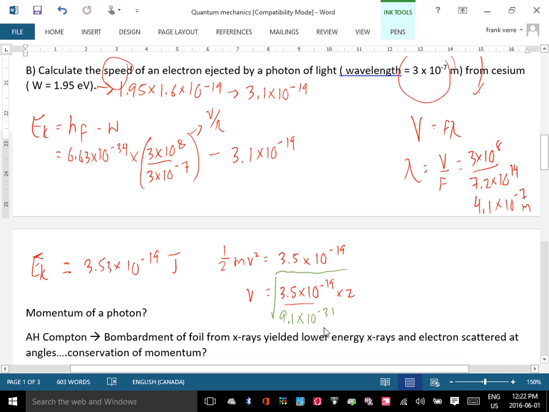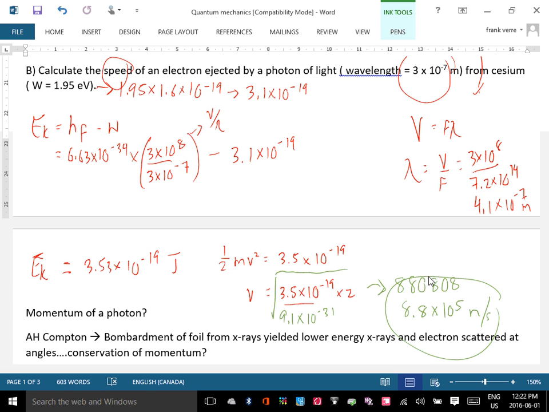Okay. So 3.5 times 10 to the negative 19 divided by 9.1 times 10 to the negative 31, times 2, and you take the square root of that. Just by looking at it, the answer should be like 10 to the 6 or 10 to the 5. I think it should be 10 to the 5. What is it? So that would be 8.8 times 10 to the 5 meters per second. Not even a fraction of the speed of light, a very small fraction.